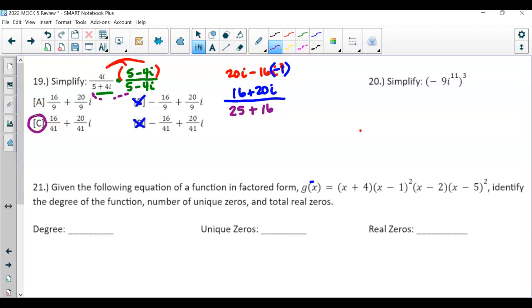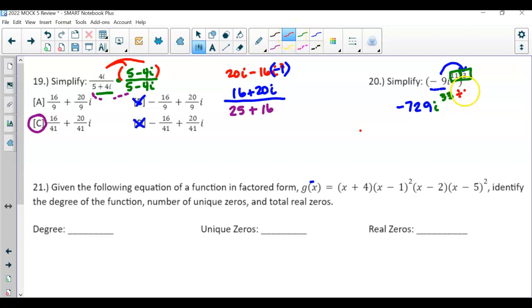Then question 20. Notice how you're not just raising this power to a power, but you also have -9 to the third power. And -9 to the third power is -729. Then i here, power to a power. So what do we do? Remember parentheses, so we multiply. So it's now i to the 33rd power.